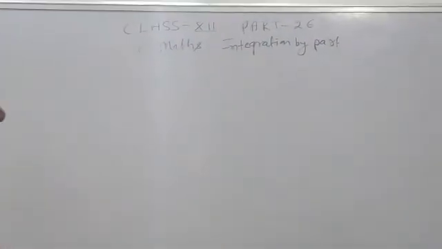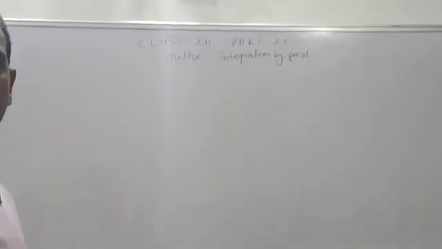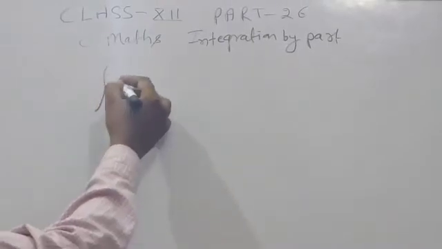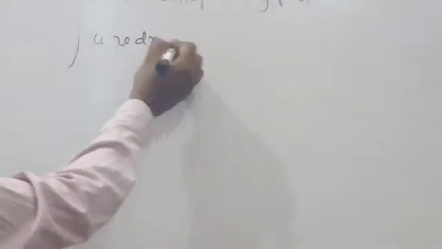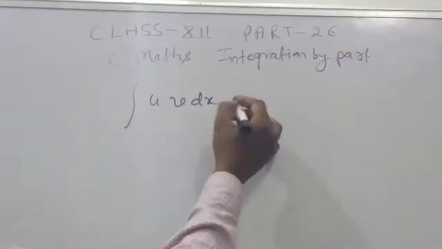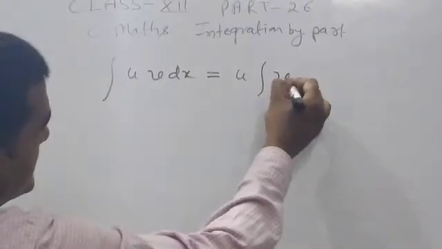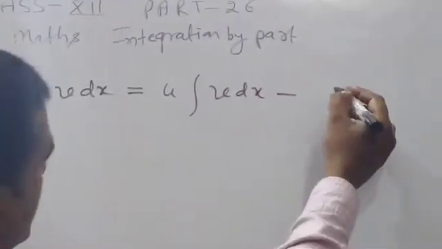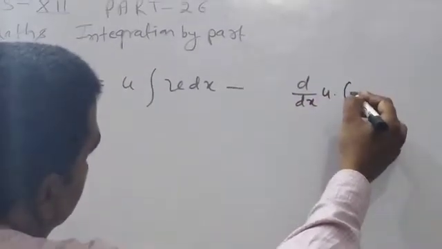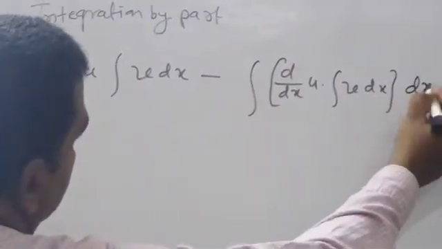Integration by parts means that if two or more terms are in the form of a product, like integration of u into v dx, where u is the first function and v is the second function, it is equal to: leaving the first function, integration of the second function, minus d by dx of the first function into integration of the second function, and the whole integration of this. Clear?